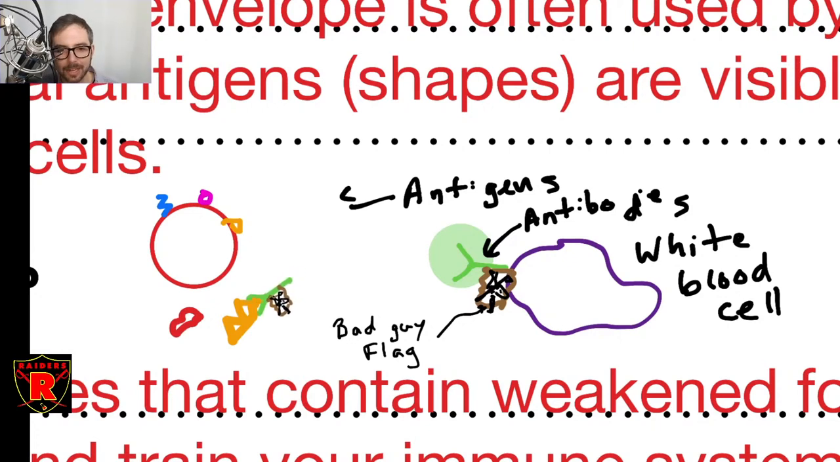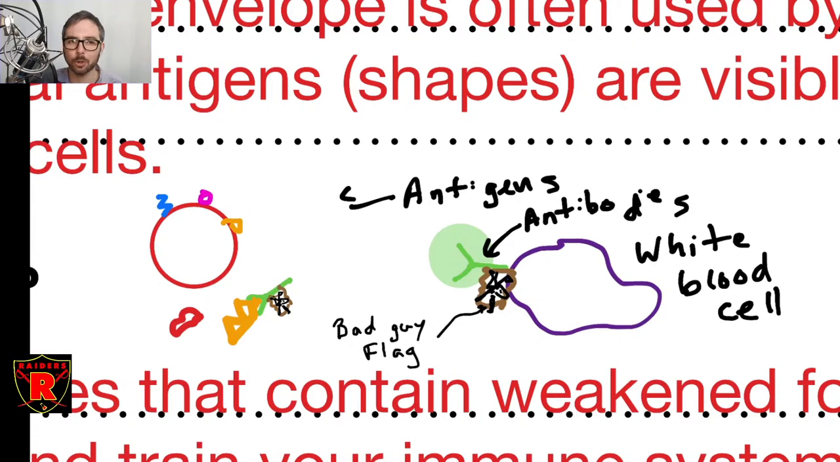I like to call them bad guy flags. Those are the antibodies. So you've never had this viral infection before in your life, but all of a sudden your immune system has been trained to identify what the shapes, the antigens, look like for that particular virus or bacteria. This works for bacteria as well. And then if you ever do come into contact with the virus, you already build the flags. So hopefully, and this doesn't always work, but it often works, you're able to quickly muster up a bunch of flags, flag them down and prevent those virus particles from becoming active in your body.